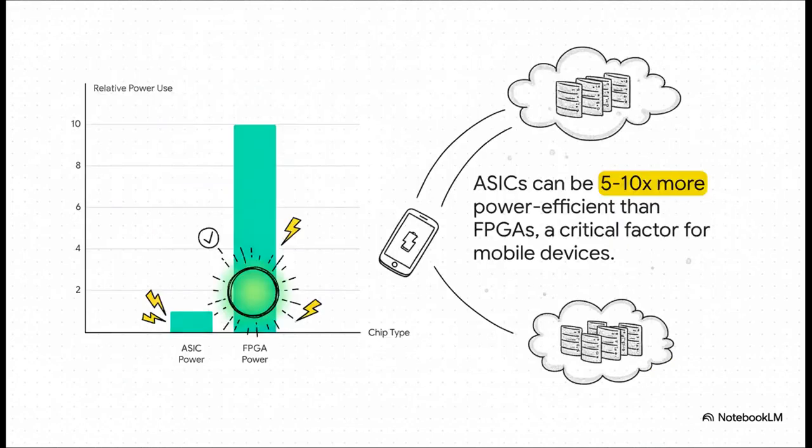And this chart, wow, it just spells it out, doesn't it? An ASIC can be 5 to 10 times more power efficient. And look, this isn't just some minor detail. This is a total game changer. For anything that runs on a battery, think about your smartphone, getting you that extra hour of life. Or for these massive data centers where electricity bills are just astronomical, this level of efficiency is absolutely critical.